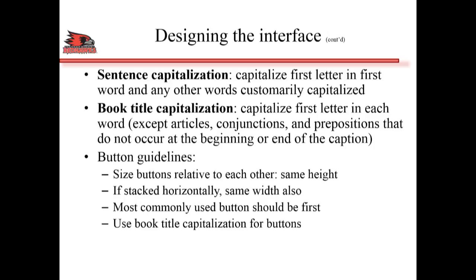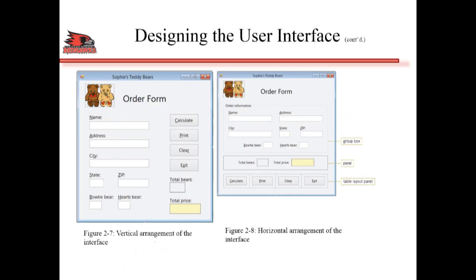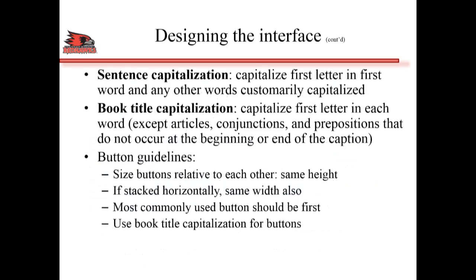And some other guidelines, basically the buttons should be sized in a relative fashion so that they look nice. If you go back to the slide here, every button has a certain length and a certain width so that everything looks symmetrical. If they're stacked horizontally, they should have the same width also. So height and width should be kind of similar, and so they are aligned according to their weight, I guess.